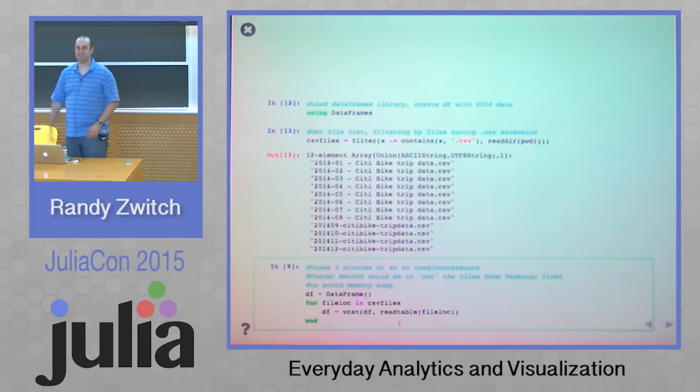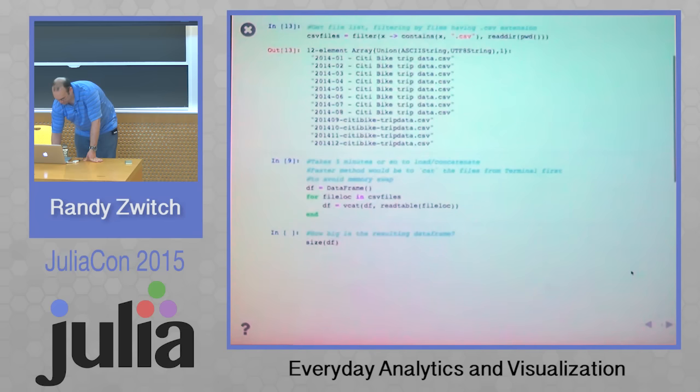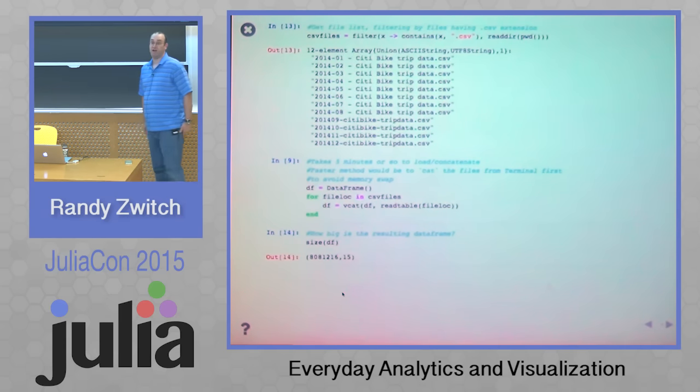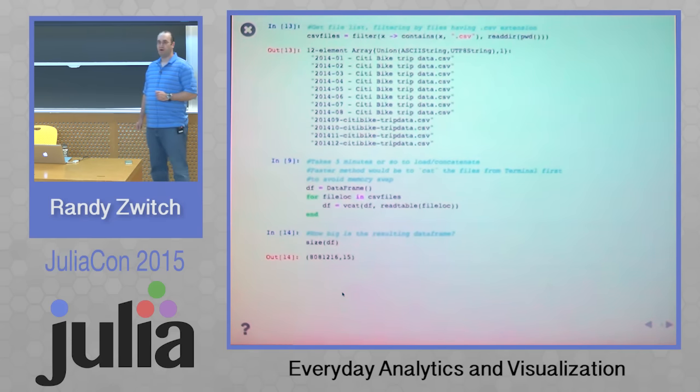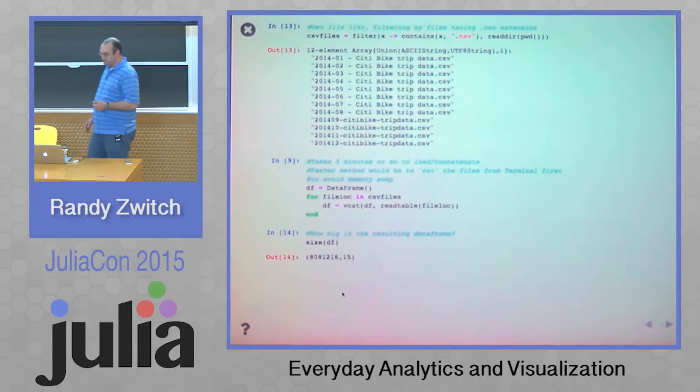I've already done this, so we're not going to waste that much time. The point of this, though, is if you wanted to learn on a real-world data set, it's not hard to acquire real-world data to play around with. In this case, there were just over 8 million rides that Citibike provides data for the 2014 period. And then they give you 15 attributes. We can just find that using the size function.